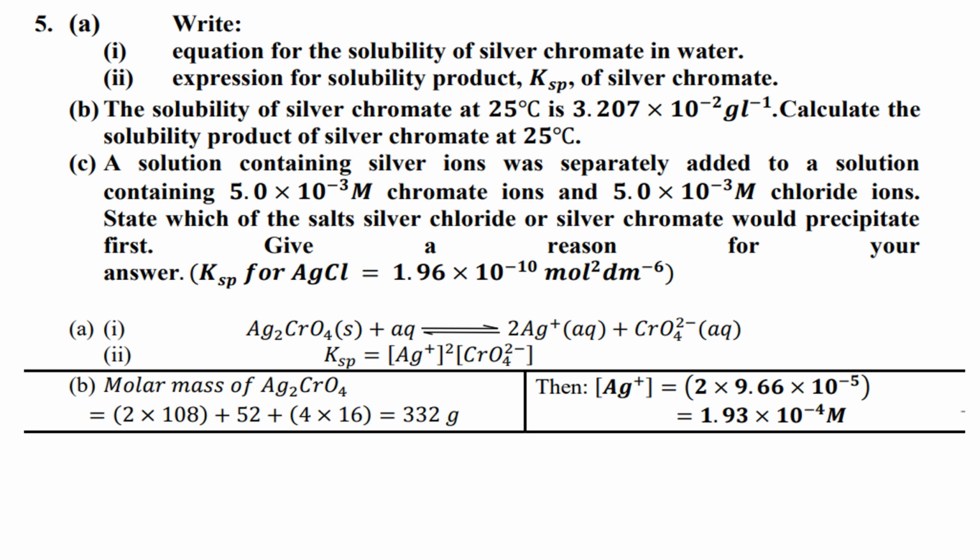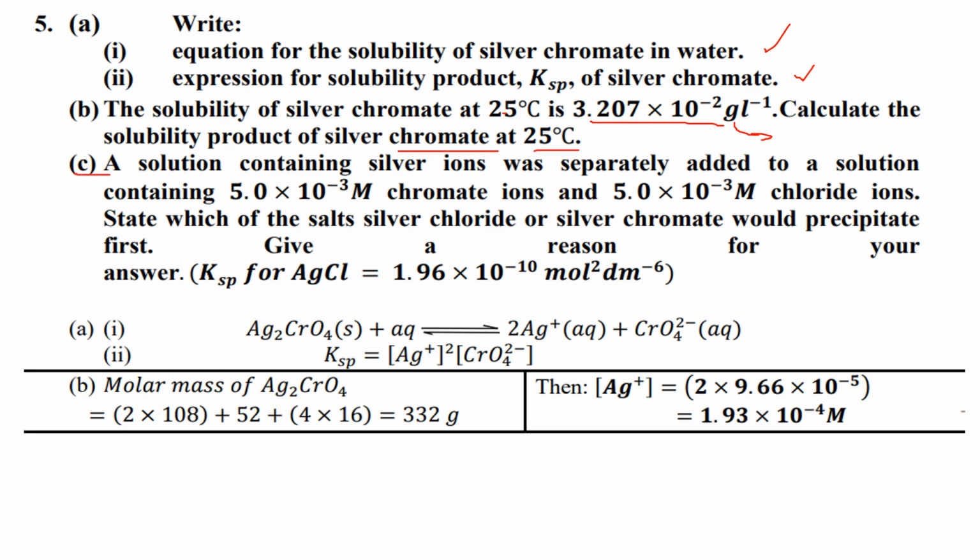So let's go to number 5. Now number 5, just like we have been doing, we are going to write the solubility equation for the solubility of silver chromate in water. Then write the expression for the solubility product of silver chromate. The solubility of silver chromate at room temperature is 3.207 × 10^-2 grams per liter. But remember I told you whenever you have grams per liter, your first step is always to convert it into moles per liter. You are supposed to calculate the solubility product of silver chromate at that temperature.